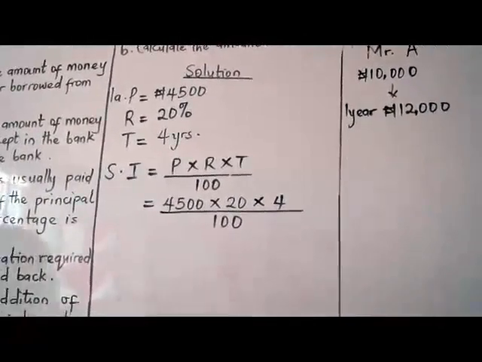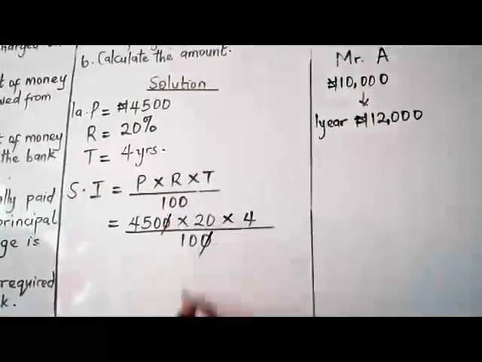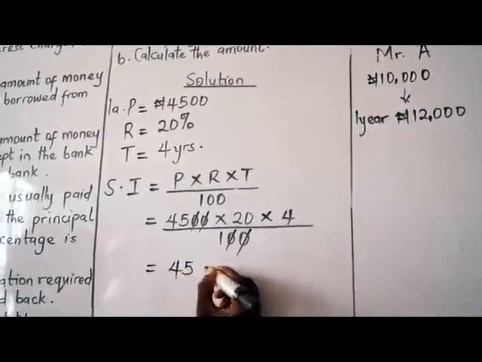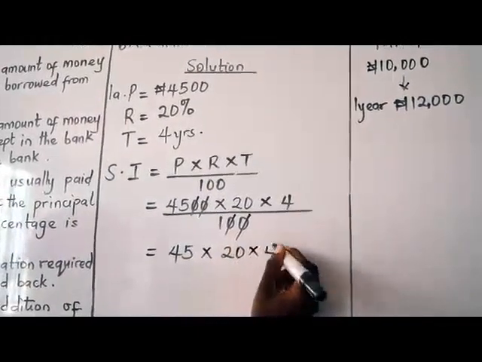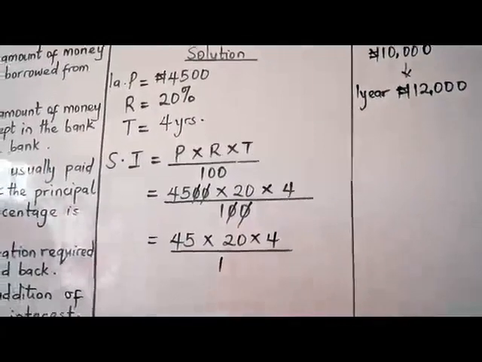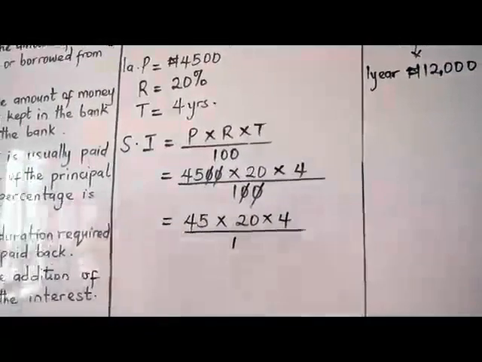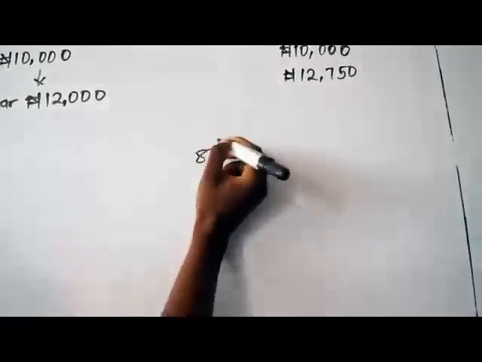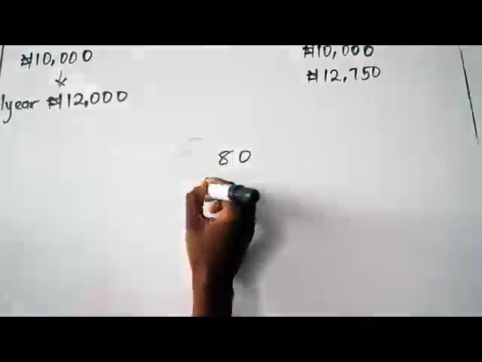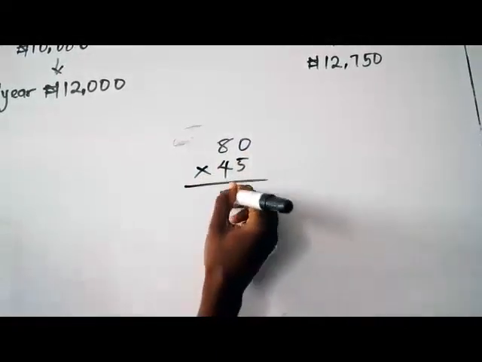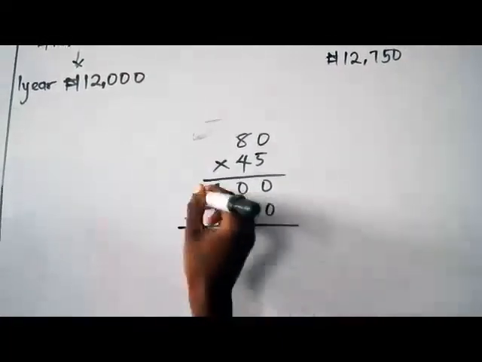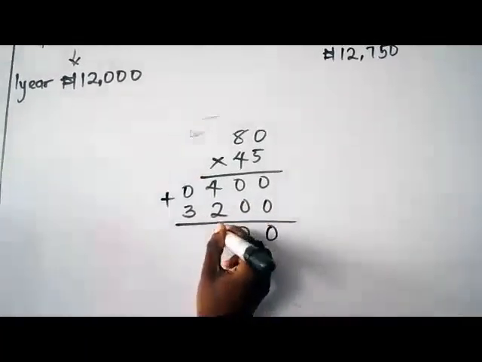Then we can reduce it to the lowest form before we multiply. What can we break? We have 0 cancel what? 0. This 0 cancels 0. What do we have left? We have 45 times 20 times 4 over 1. So let's multiply. Let's go to our counting jotter and multiply over here. 20 times 4 is 80. So we have 80 times 45. 0, 40, 0, 2, 3. Then we add it together. 3,600.